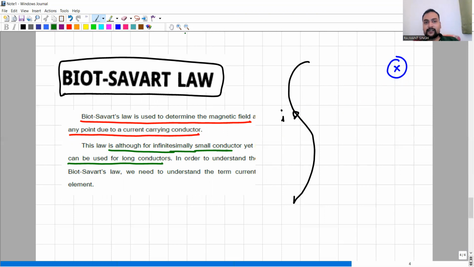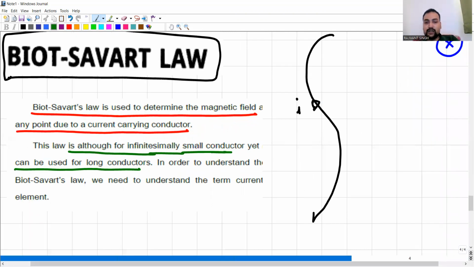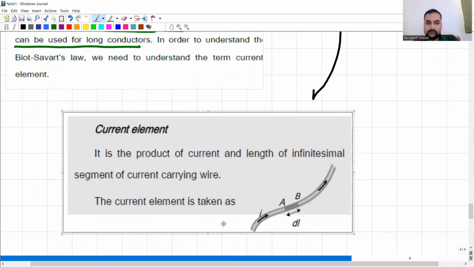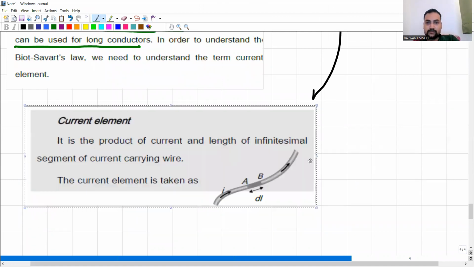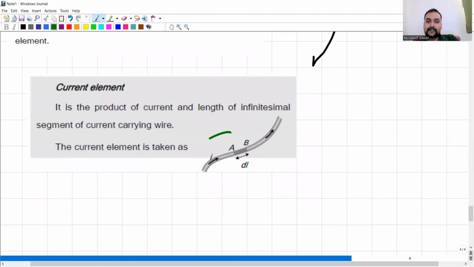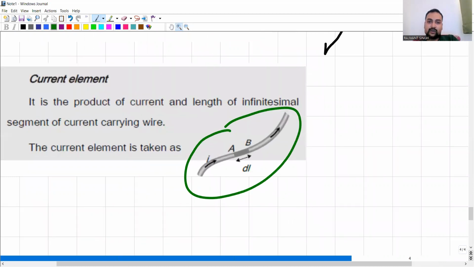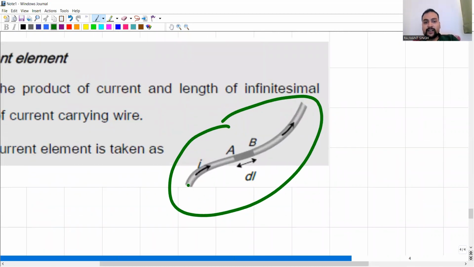Now, to understand this law, first you have to understand something called a current element. Okay, current element. Now, what is a current element? Consider this conductor. Look very closely. In this conductor you will find that there is a current which is flowing in this direction. Okay, and this conductor is not a straight line, so I am going to use a very small part of the conductor. You see a very small part of the conductor AB, which I will say is dL. Okay, the dL is small length.